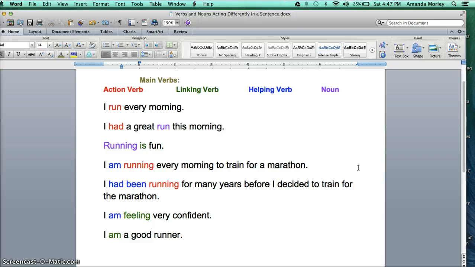And that's really my goal for you guys. We want to be able to speak clearly. And the reason we're learning all these different types of words, the action verb, the linking verb, the helping verb, the noun, is not just so that we can fill out worksheets, but so that we can write correctly. Right? We want to know how to do that. We want to know how to communicate with each other.